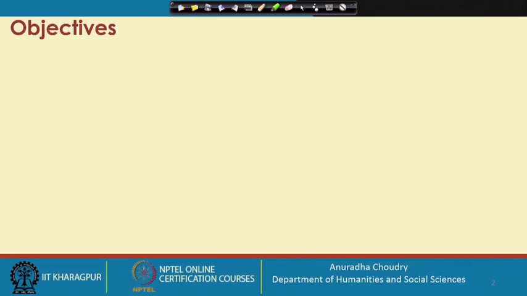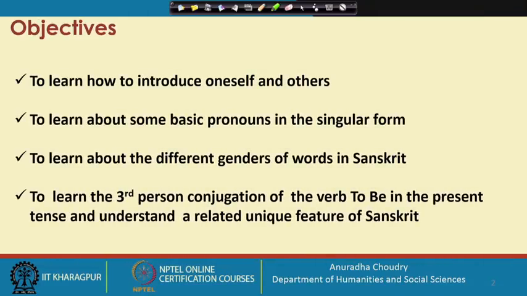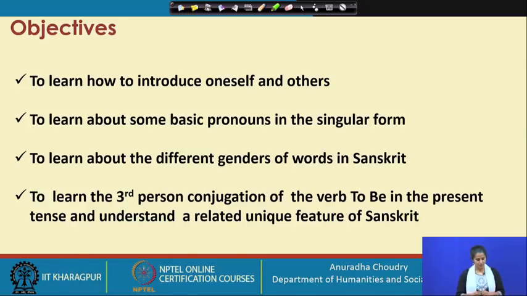The objectives of this particular session are the following. First, we will learn how to introduce oneself and others. Then I will teach you some basic pronouns in the singular form. From there, you will also learn some of the genders of different words in Sanskrit. And then I will just present to you the third person conjugation of the verb to be in the present tense, and also try and highlight to you some unique features of Sanskrit which is related to this verb to be.